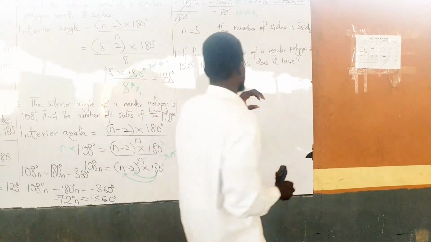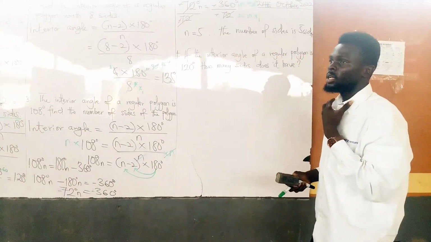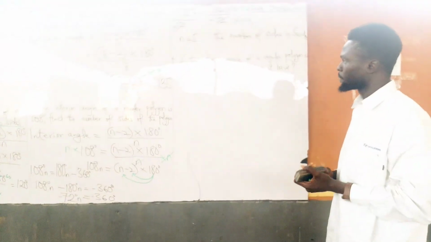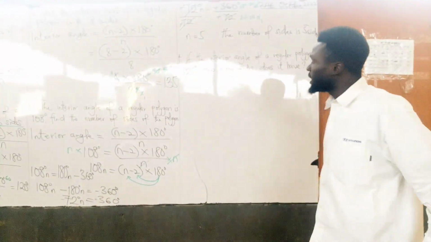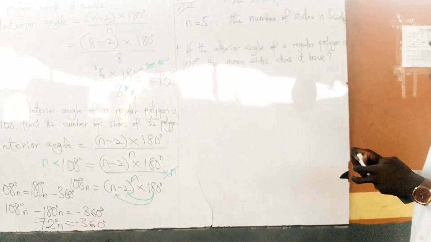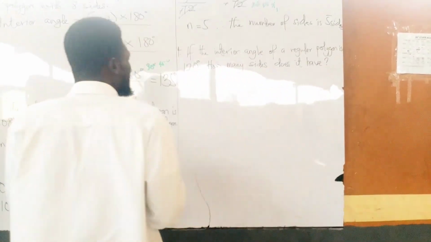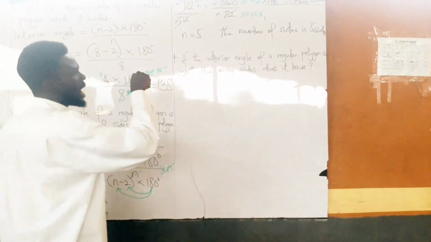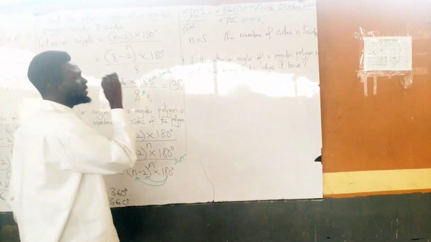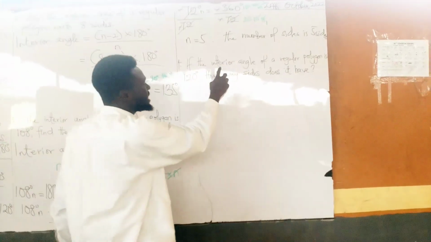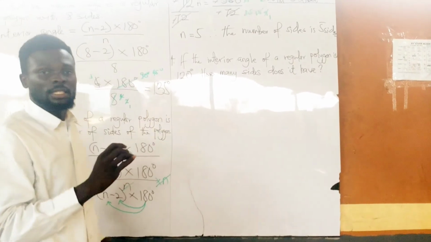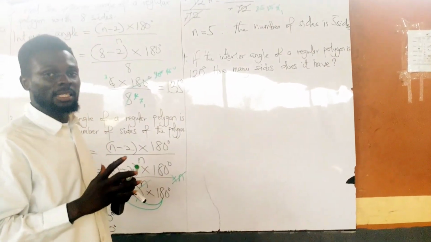Let's take the last one and end the topic on interior angles. The fourth one is saying that if the interior angle of a regular polygon is 120 degrees, how many sides does it have? If the interior angle of a regular polygon is 120, how many sides does it have?